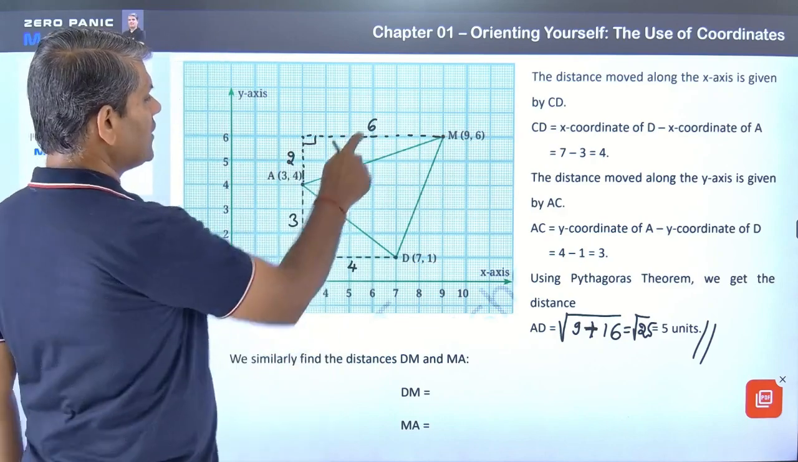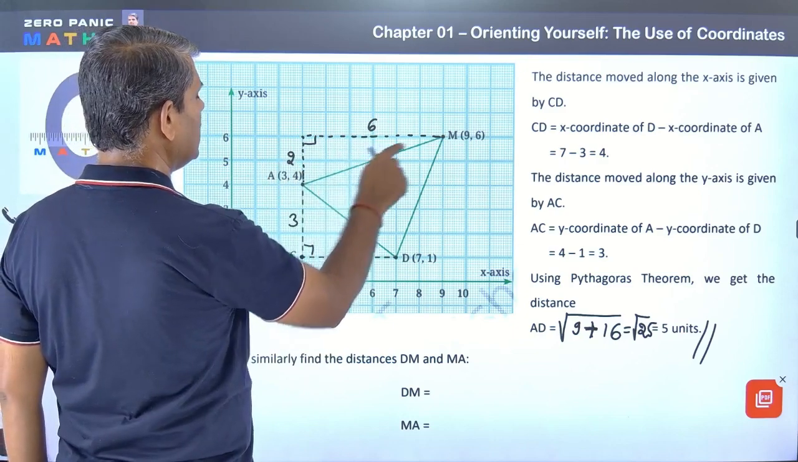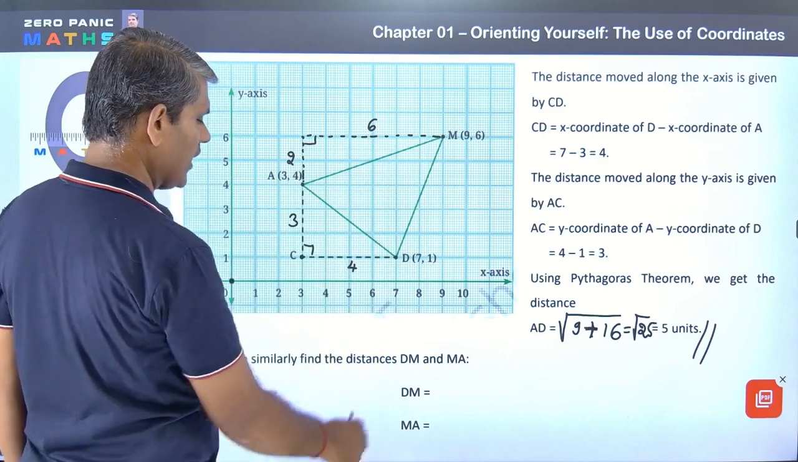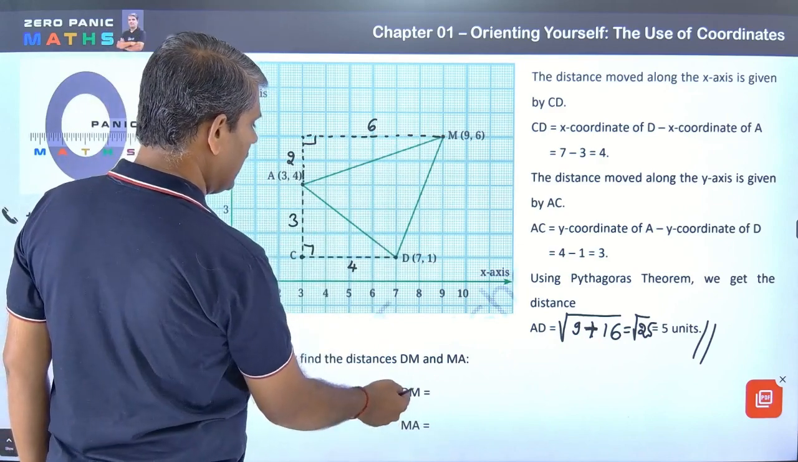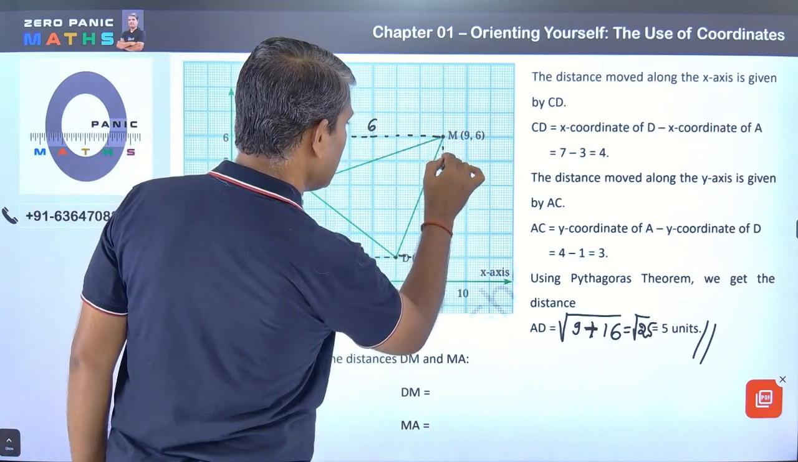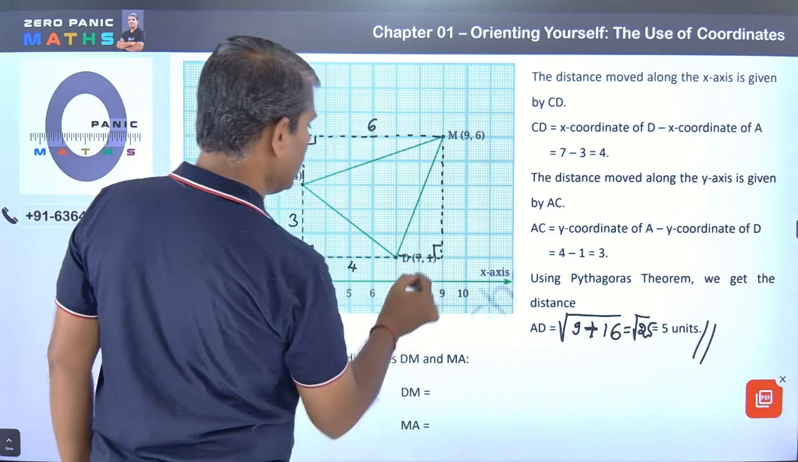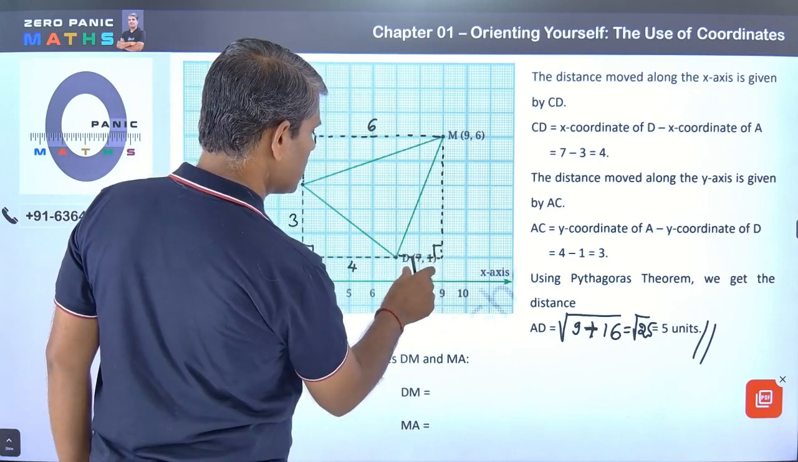Correct? So 6 square plus 2 square, square root of that will give me this. What is that? AM. Okay. Similarly, DM. How do I find DM? Here, by creating an imaginary right angle triangle here. Okay, and finding out this distance. What is this distance? Which is 2.